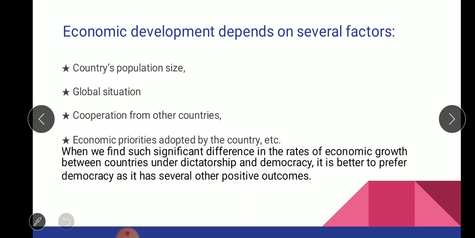And economical development depends upon several factors, which I told you even in the previous class. That is, it includes the country's population, it includes the global situation, how it is, and it also comprises the cooperation formed with the other countries, how they are cooperative with each other. And the next thing is economical priority that has been given. If you see, USA is being considered as an economically well-fledged country because it has a high economical status. So it is included as an economical priority nation.